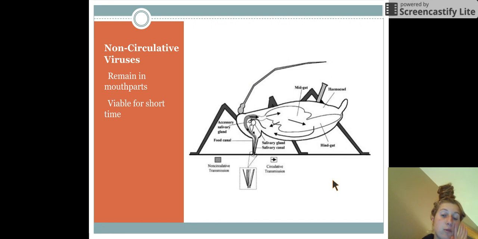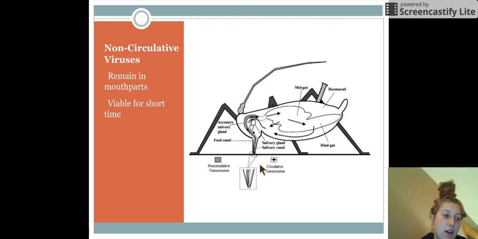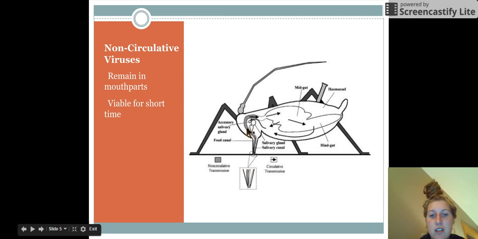Non-circulative viruses remain in the mouth parts of the vector, or the aphid, and I really like this diagram because it has a little bit of shading or color coding. Basically, non-circulative viruses are only viable for a short time, a few minutes, sometimes even only seconds, because they remain in only the mouth parts. The TuMV virus is one such virus. As you can see, it just remains right here in this little shaded region.